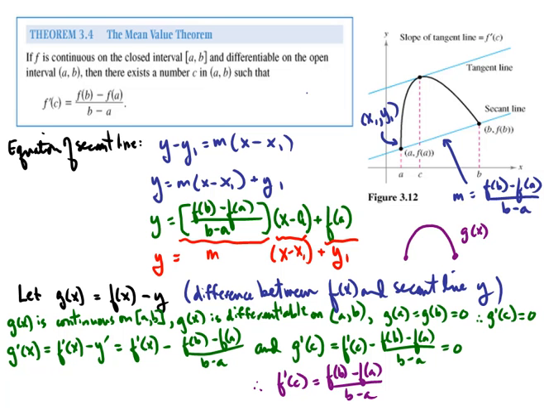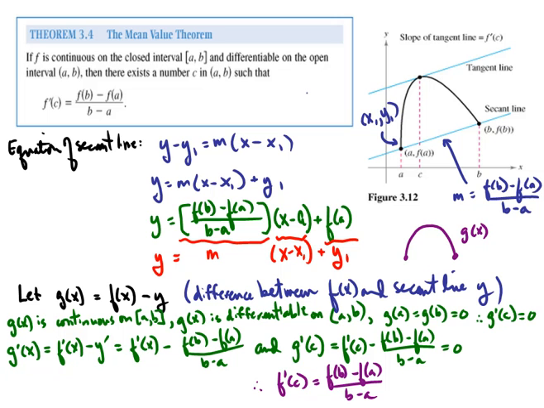G of x is a continuous function on the closed interval because both f of x and y are continuous, and g of x is differentiable on the open interval because both f of x and y are differentiable on that open interval. And since g of a is equal to g of b is equal to 0, g of x starts and ends at 0 on that closed interval. Therefore, it satisfies the conditions of Rolle's theorem, and g prime of c for some c on a to b has to equal 0.